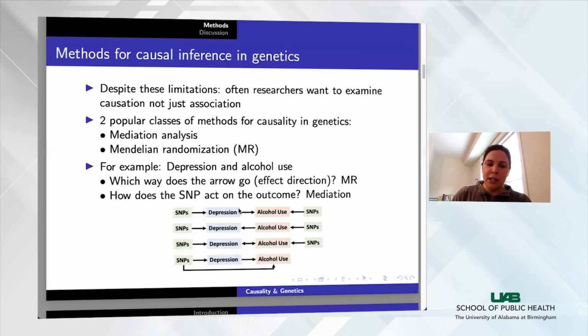So MR is focused on establishing these arrows here and using the SNPs to see if we can establish those arrows. Versus with mediation analysis, we might be more focused on seeing how the gene acts on our outcome, let's say alcohol use, through mediator depression. So if you have these SNPs associated with alcohol use, are they only associated because of depression, or is there an alternative pathway? And how much of that path can you say is through depression? And so we might want to decompose in that fashion. But of course, there's always caveats associated with that.